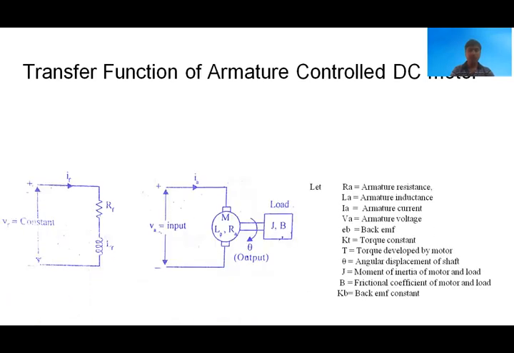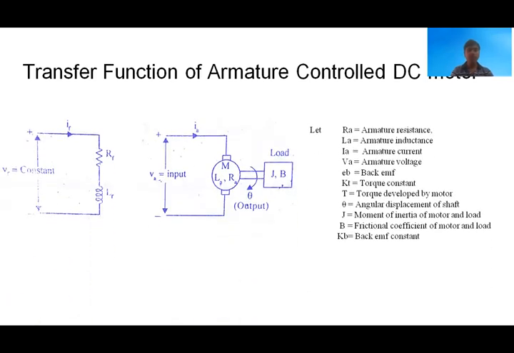Now we'll see the mathematical modeling of armature controlled DC motor. This is the basic circuit model of armature controlled DC motor. In this, we can observe the field winding is supplied by the constant voltage. Therefore, the current passing through the field winding is constant. Whereas for the armature winding, we have supplied the variable voltage VA.